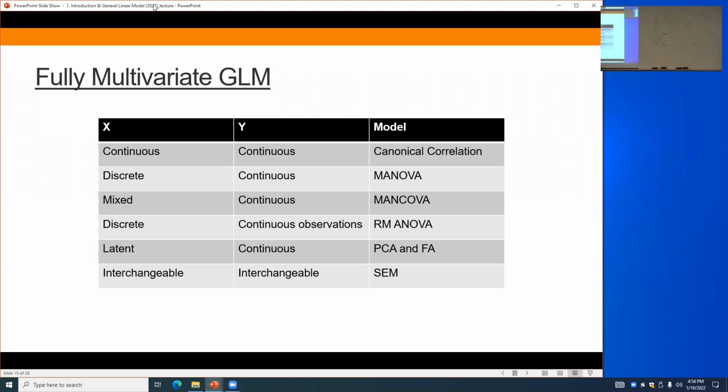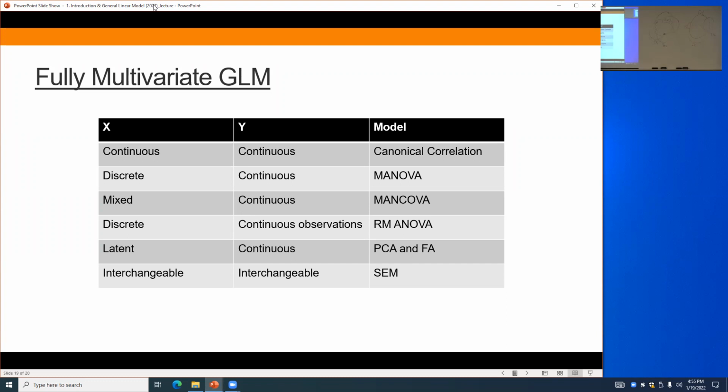If I've got latent predictors, unobserved predictors, and continuous outcomes, this is where I get into principal components and principal factors, and factor analysis. If I've got a bunch of observed outcomes, and my hypothesis is that there are some underlying, unobserved dimensions giving rise to the variability and clustering that we see in these observed scores, this is when we're looking at principal components, principal factors.